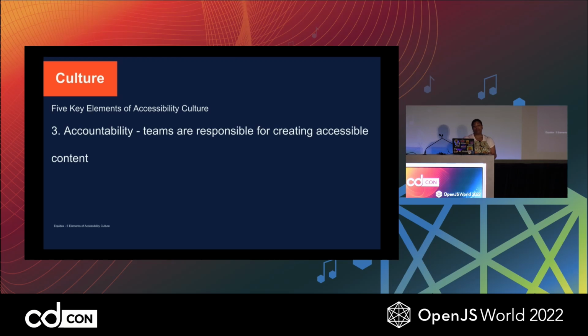Accountability, so teams are responsible for creating accessible content. Fourth is inclusive, so hiring and working with people with disabilities. And fifth, it's everyone's job.